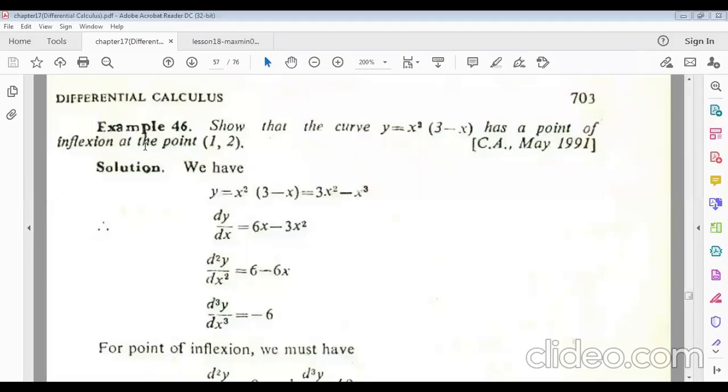Now another example for you. Show that the curve y equals x squared into (3 minus x) has a point of inflection at the point (1, 2). We have to prove this is an inflection point. Using the same procedure we can find this.